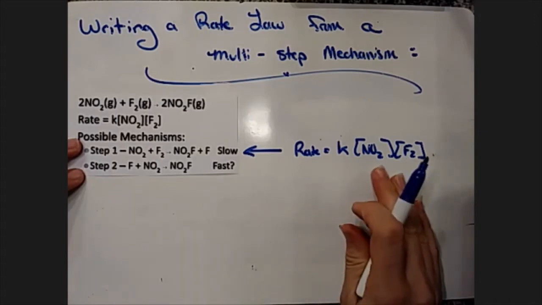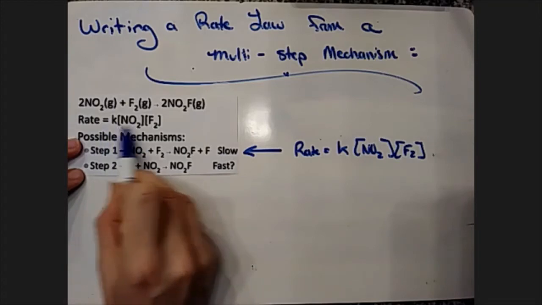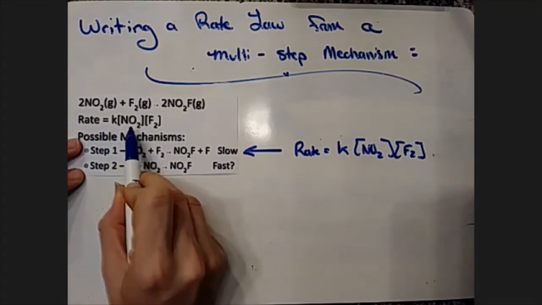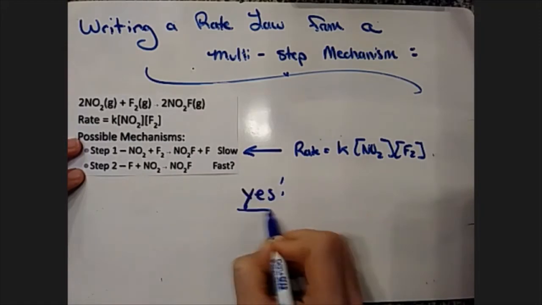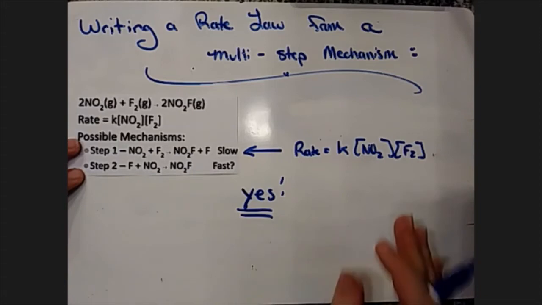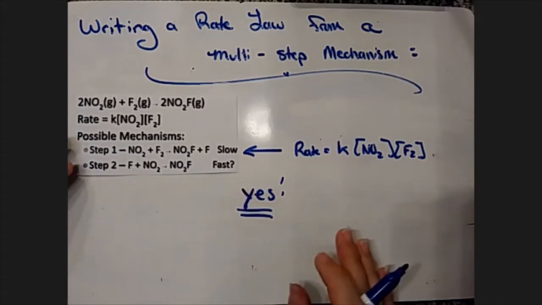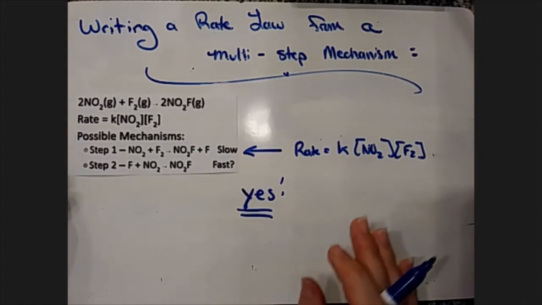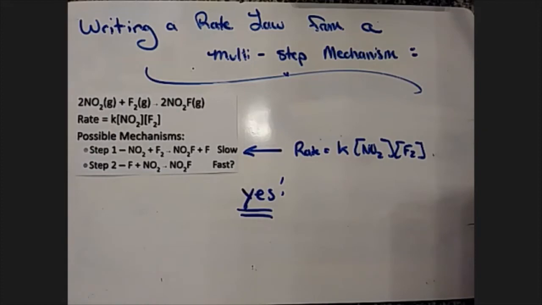So is the rate law that we write from this mechanism consistent with the observed rate law? Well, if it matches, yes, it is consistent. And that's essentially the end of that problem. You simply say, yes, it's consistent, or no, it's not consistent. Does it match? Yes. Does it not match? No. I think it might be a good idea now if we try a problem where the slow step is not necessarily the first step.